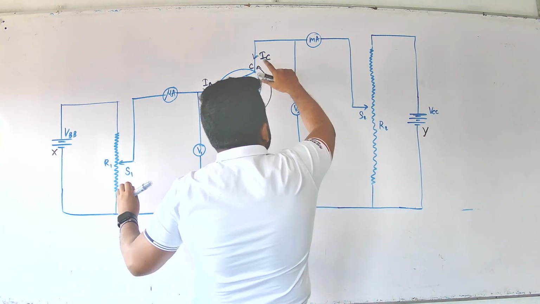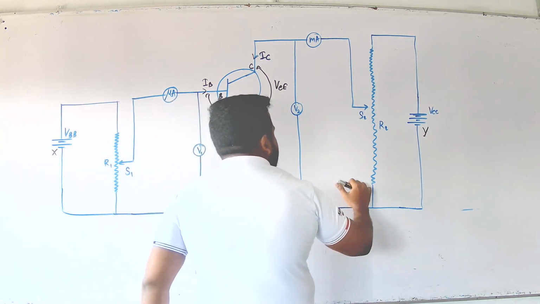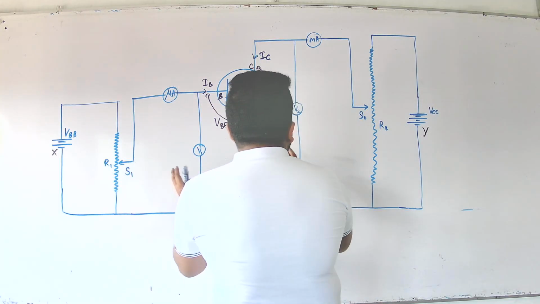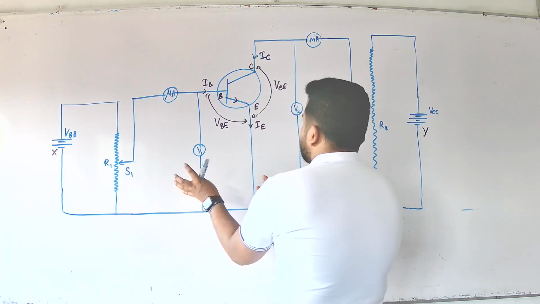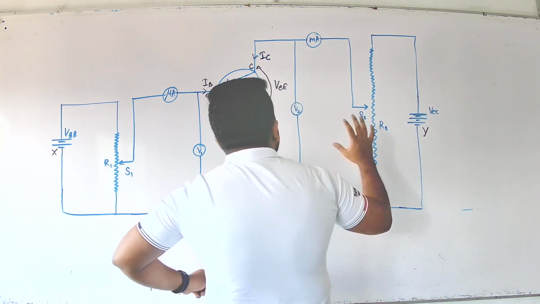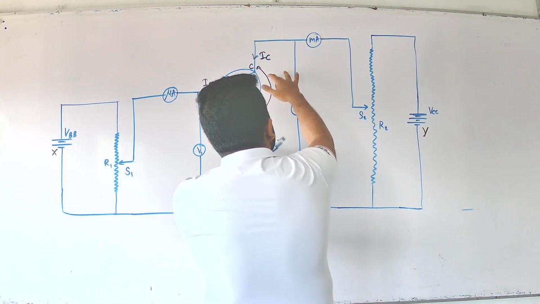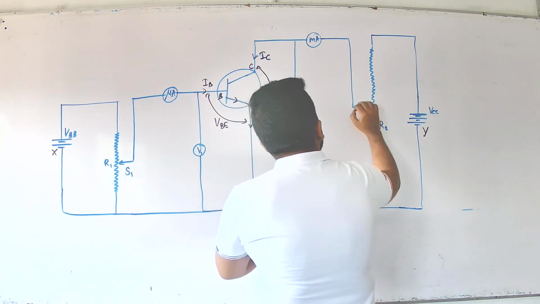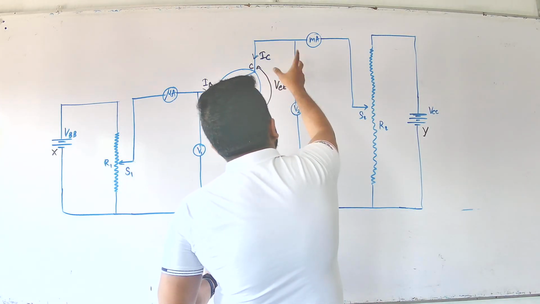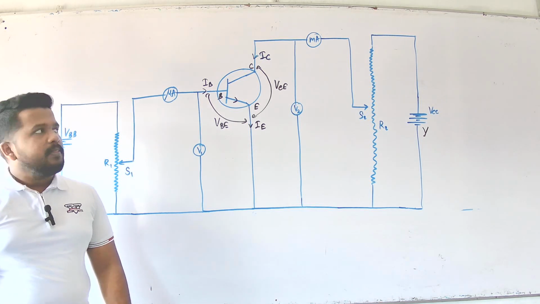Then IC we can measure using the milliammeter. We are not using this one. The transfer characteristic can be taken using IC and IB. The output characteristic means VCE and IC. We can use this one, then we can change the VCE and then we can find the IC. That is the method.